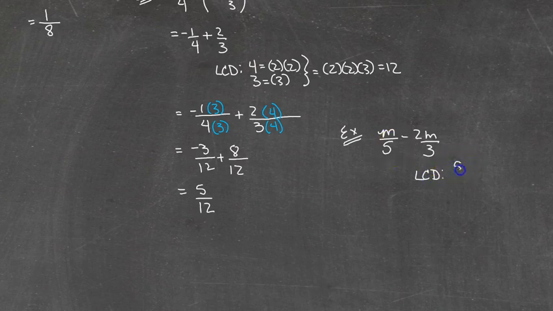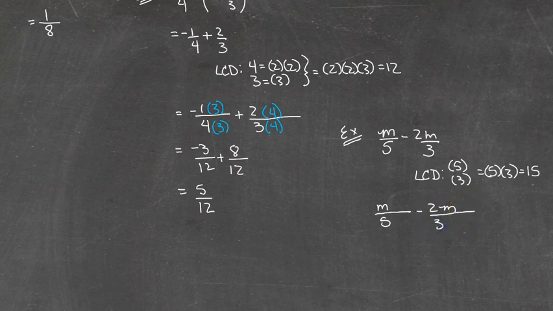5 is prime, so I write 5. 3 is prime, so I write 3. There's nothing to reduce, right? Nothing to cancel out. So that means my lowest common denominator is 5 times 3, which equals 15. So set up m over 5 with an exaggerated fraction bar minus 2m over 3 with an exaggerated fraction bar.